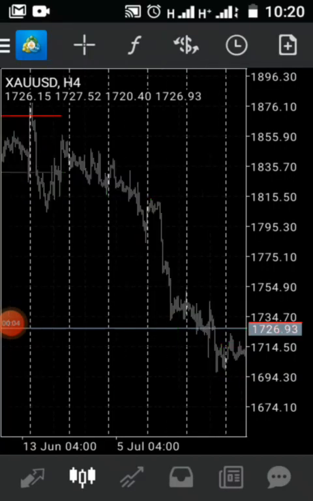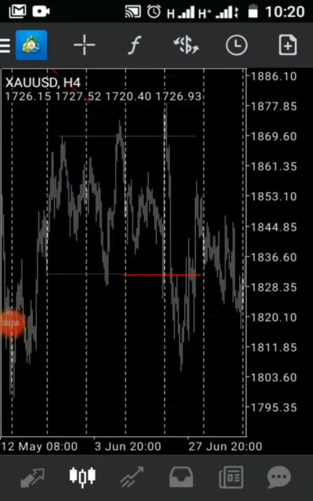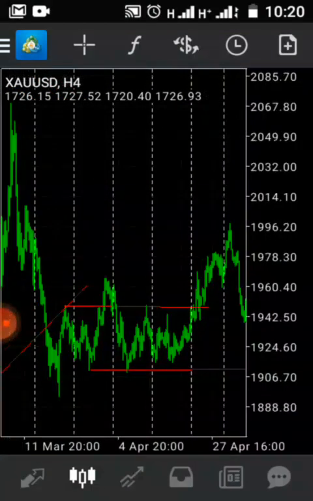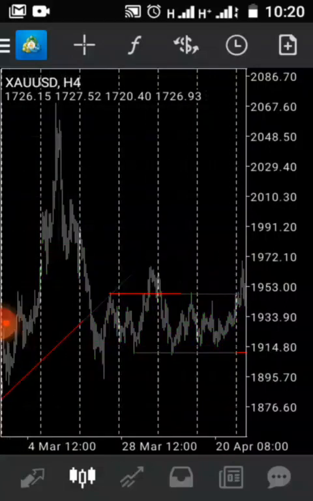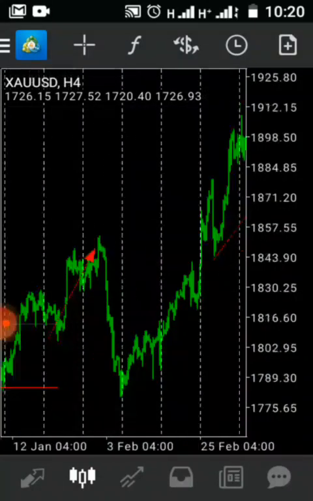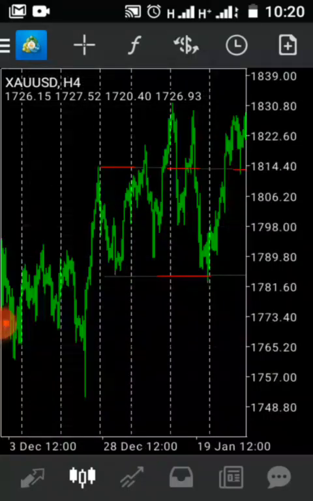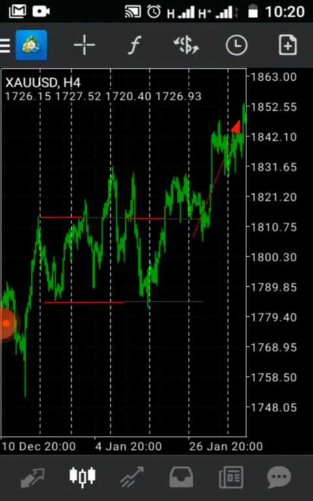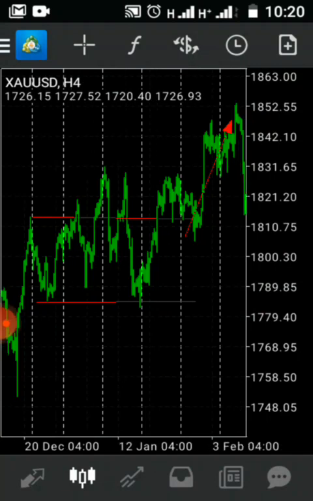Now, if you're a beginner trader that understands trading, you know that support only happens once and resistance only happens once within that range. Look at this range here. We had a support here, we had a resistance here.